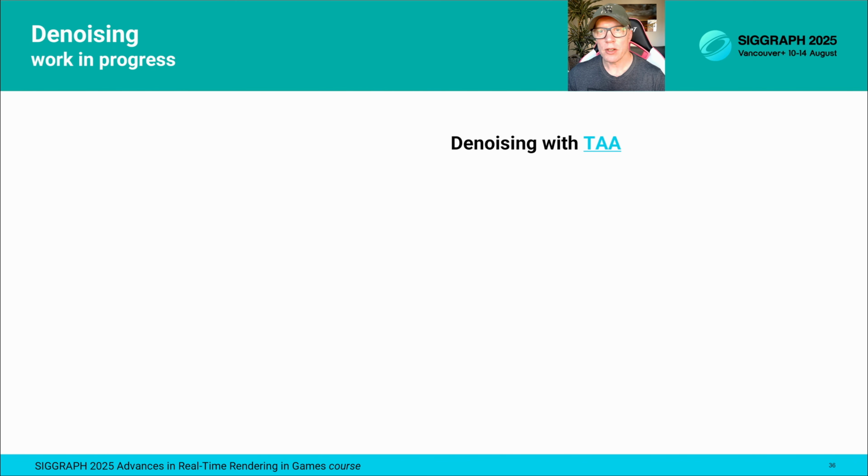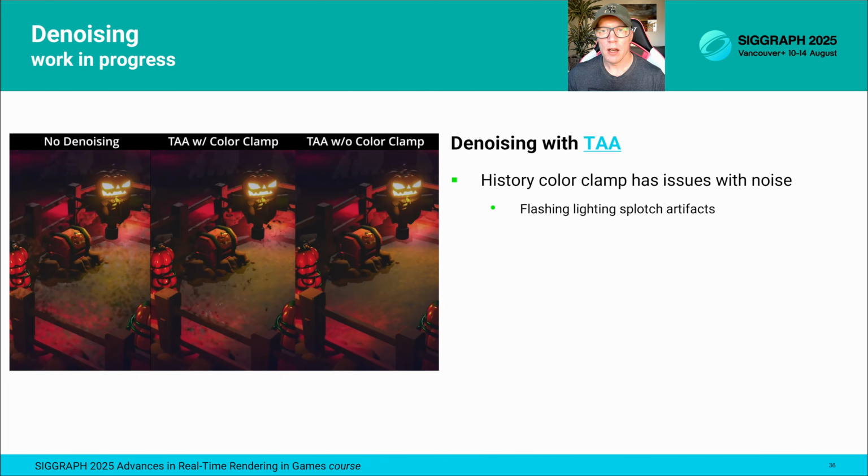To keep the denoising cost low, we are planning to improve temporal anti-aliasing to work as our denoiser and avoid the need for a separate denoising pass, which would consume more bandwidth. However, the main challenge with the standard TAA is the 3x3 pixel neighborhood history color clamping designed to reduce ghosting. In our case, this causes flashing lighting splotches shown in the middle, because the pixel neighborhood may not render key lights for a frame, limiting the color range.